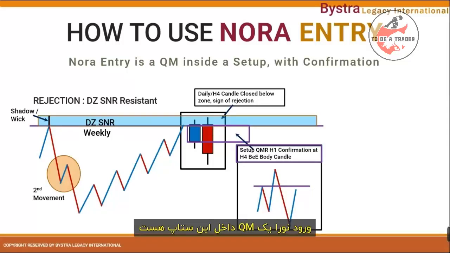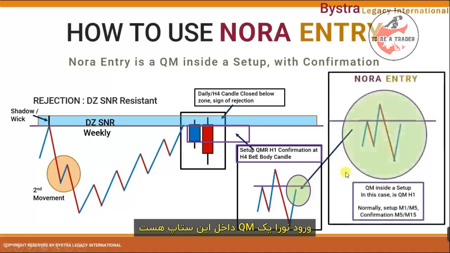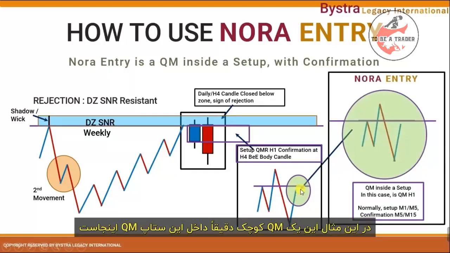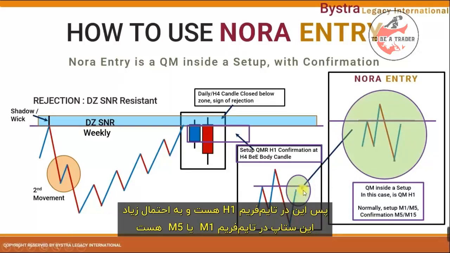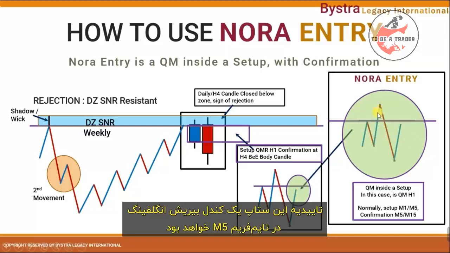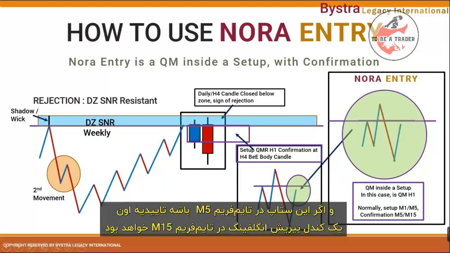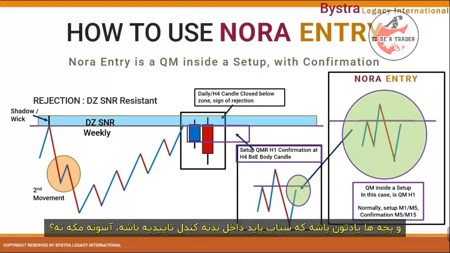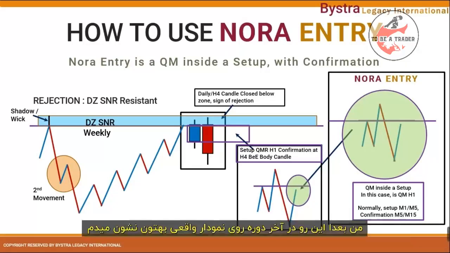Nora Entry is a QM inside this setup. In this case, this is a mini QM inside the QM setup here. This is the H1 time frame. Most probably this will be an M1 or M5 setup, so the confirmation will be a time frame higher. Let's say this is an M1 setup. The confirmation of this setup will be a bearish engulfing on the M5. If this is an M5 setup, then the confirmation of the bearish engulfing will be on the M15. And guys, remember, the setup has to be at the body of the confirmation. Easy, isn't it? I will show you this later at the end of the course with a real chart.